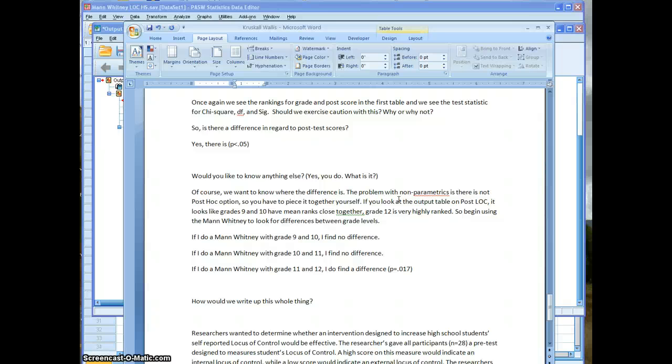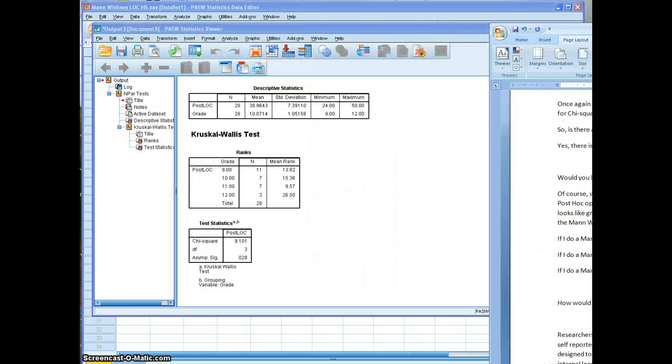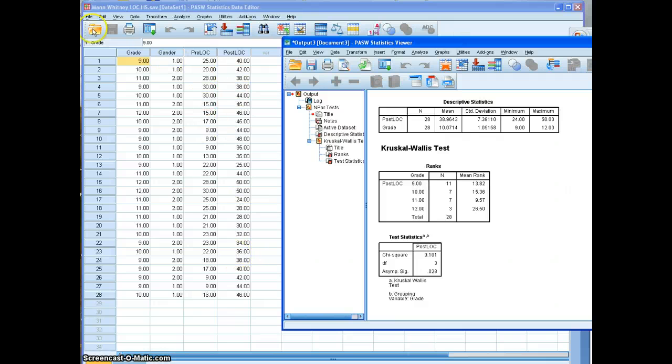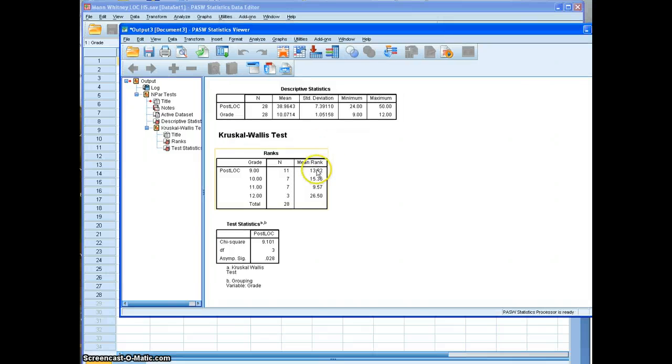So you have a couple of options. The first option is what I have described here. If you look at the output table, think about how these scores are ranked, the post-test scores, how they're ranked in relation to the grade level that student is in. The grades 9 and 10, their ranks are pretty close together. Grade 11, yeah, that's kind of a little bit far away. But look at the ranking on grade 12. It really jumps up. That means it's separating itself from these other grade levels.